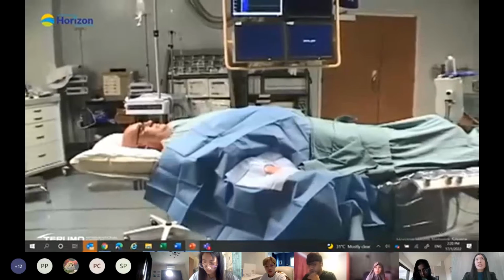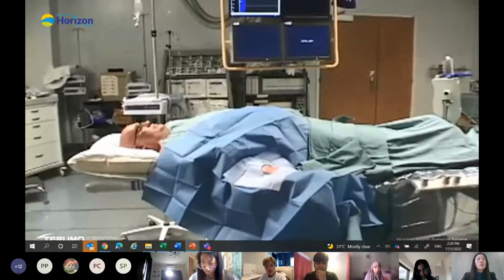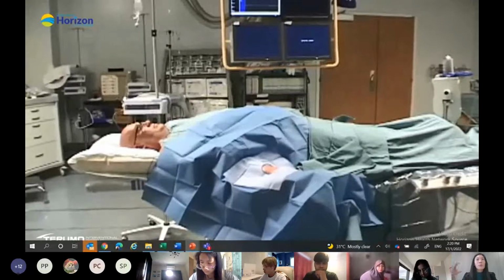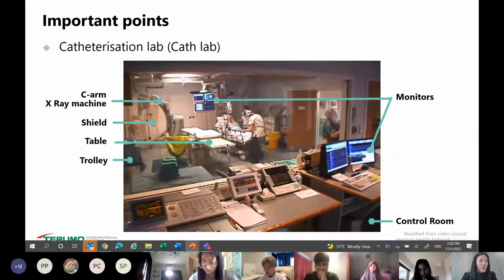And as you see, the doctors, the healthcare professionals will be scrubbing down, will be wearing the correct attire for this procedure. So the cath lab is where the procedure is performed, and it's probably where you will likely be supporting your doctor as required.